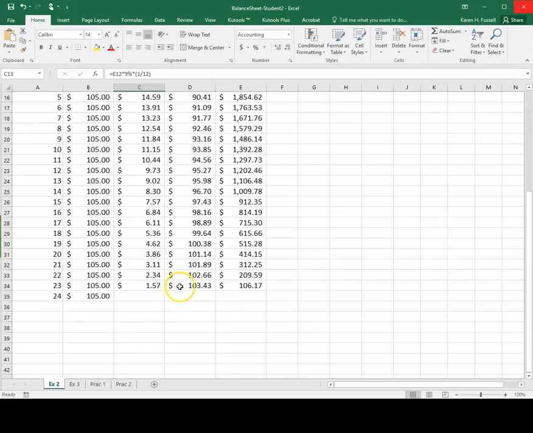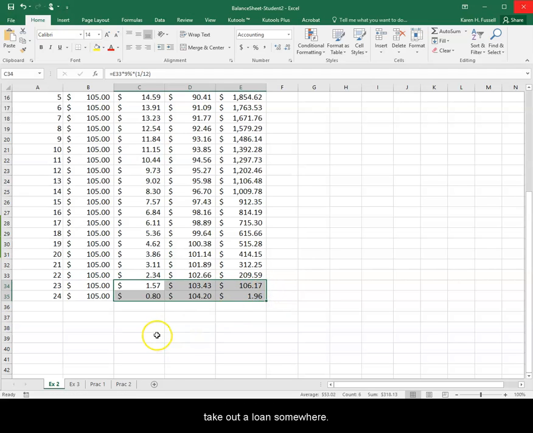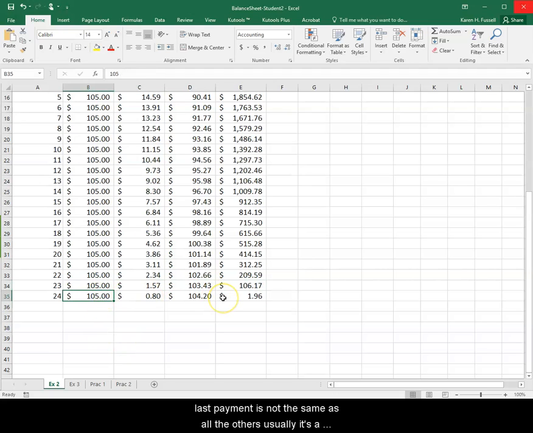Okay, let's go down to that last one. Okay, and you'll notice I actually owe a little bit more than that last payment. So that means for that last payment, we're going to adjust. And you'll notice if you take out a loan somewhere or you do anything with a car loan, mortgage, usually the last payment is not the same as all the others. Usually it's a little bit less. Sometimes it's a little more. In this case, it's a little more.